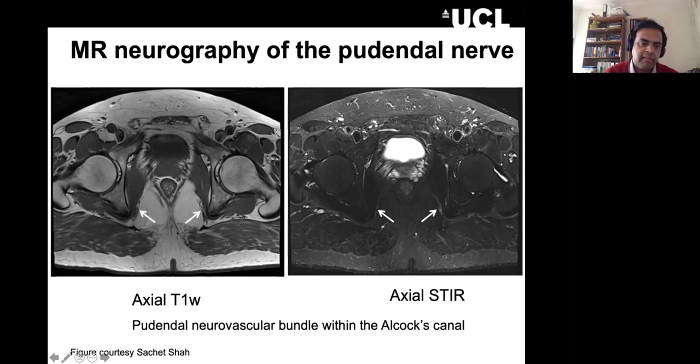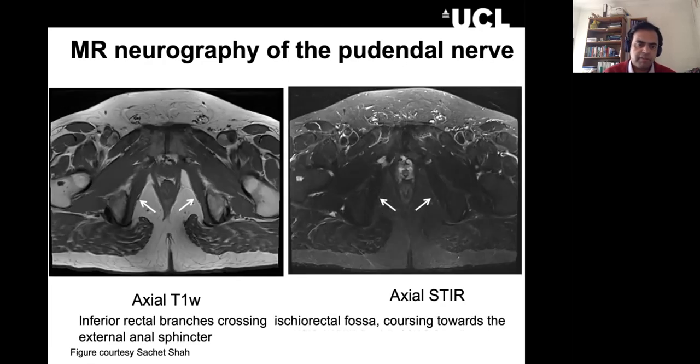So in a healthy neurovascular bundle, it's not possible to make out the difference between the vein and the nerve or the artery. However, if you start seeing, for example, engorged veins, then the radiologist is able to recognize that there's a venous component of the bundle, and if there is any compressive effect on the pudendal nerve, then it becomes evident. But these are very clear images through the Alcock's canal that image the pudendal neurovascular bundle. This is showing the ischial-rectal branch, or the inferior rectal branch, that's crossing through the ischial-rectal fossa on its way to the anal sphincter, which is here. And so, it's an immensely useful sequence in imaging the area.